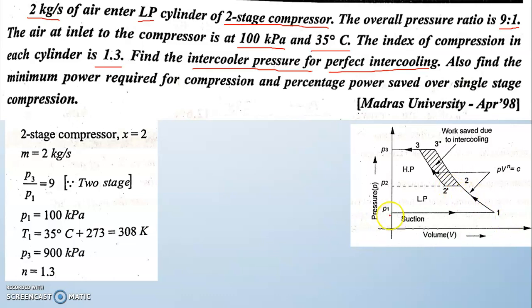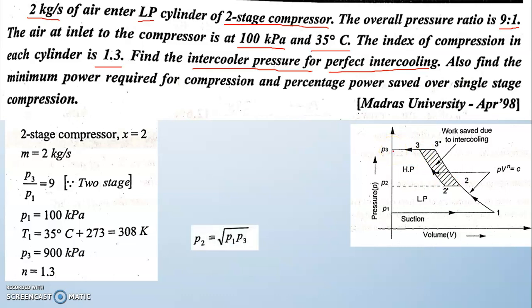Actually, the process is: from P1 to 1 is the suction of the low pressure compressor, and 1 to 2 is compression in the low pressure compressor. From 2 to P2 it is delivered to the intercooler. The intercooler will be decreasing the temperature. From P2 to 2 dash is the suction of the high pressure cylinder, 2 dash to 3 is compression in the high pressure cylinder, and 3 to P3 is the delivery of the high pressure cylinder.